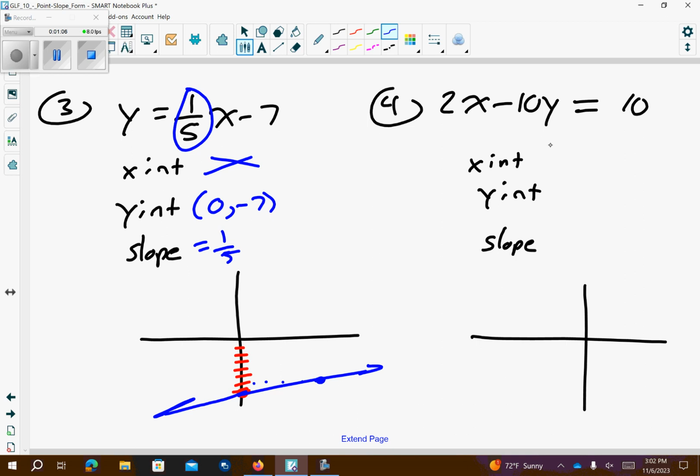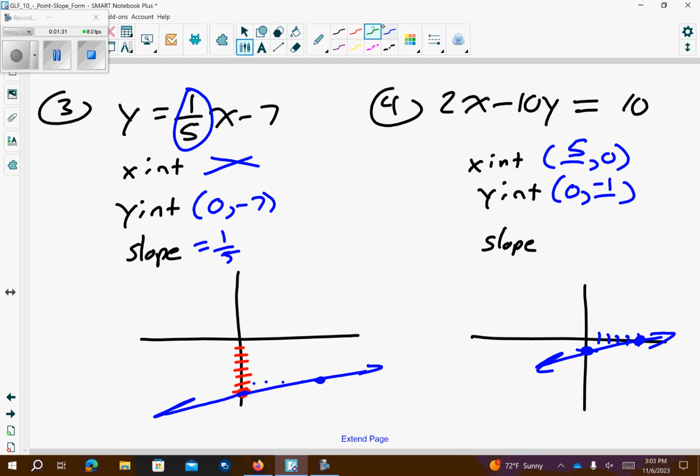Next problem. If I want to find my x-intercept, it's blank, 0, y-intercept, 0, blank. So we're going to cover up the y value. So 2 times what number gives me 10, and that'd be 5. 2, 3, 4, 5 is right there. This is going to cover up my x. So -10 times what number gives me +10, that'd be -1.